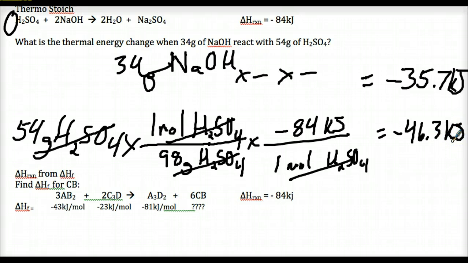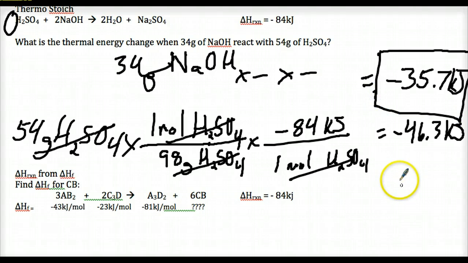Now, in our stoichiometry chapter, we picked the lower value. The limiting reactant is the reactant that produces less product. Still the case, except we don't say lower, we say closer to 0. Basically, the 34 grams of NaOH releases less energy than what our H2SO4 has the capacity to produce. So the thermal energy change is a negative 35.7 kilojoules.